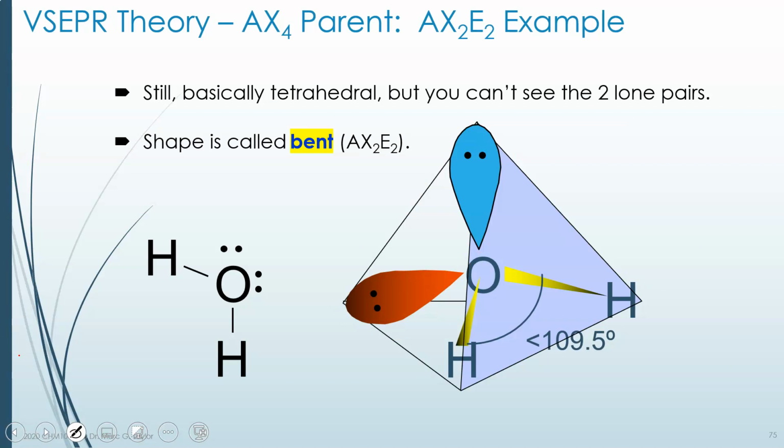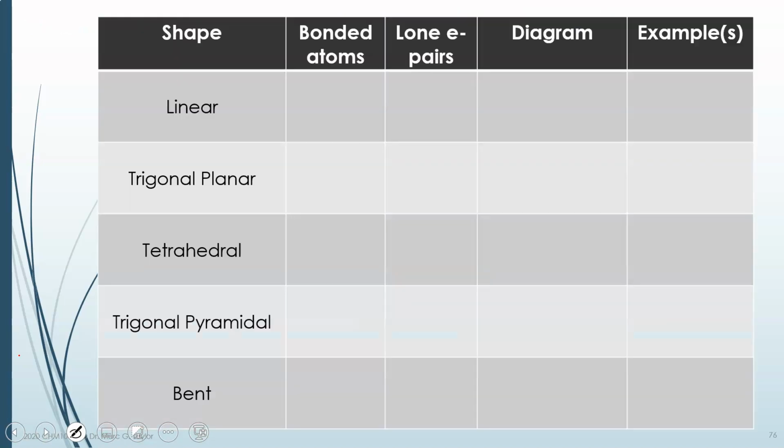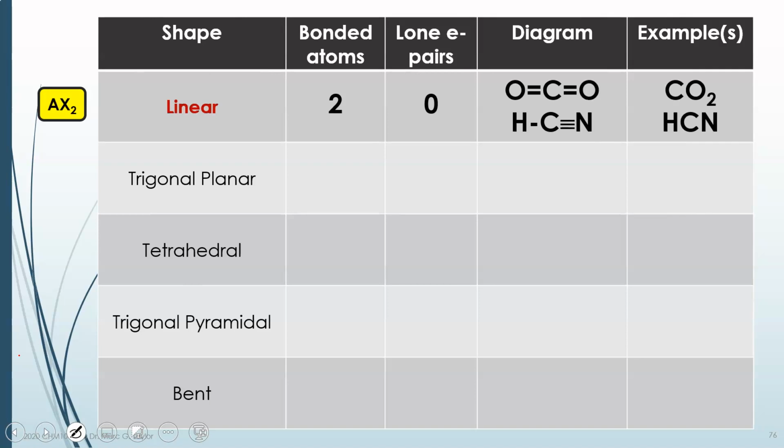And this is an AX2E2 because its parent structure is AX4, four things trying to get away from each other, but two of them are lone pairs, the two E's, and two of them are bonded atoms, the two X's. So let's just review. We have the linear shape, which we find with AX2s and AX1s, but AX1s have to be linear. Two things bonded to one another have to be aligned. But in AX2, we have two bonded atoms and no lone pairs, and CO2 is one example.